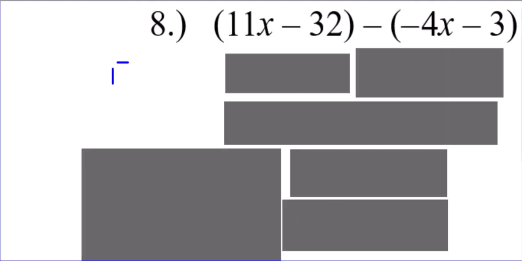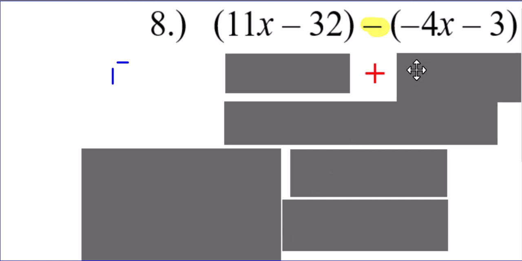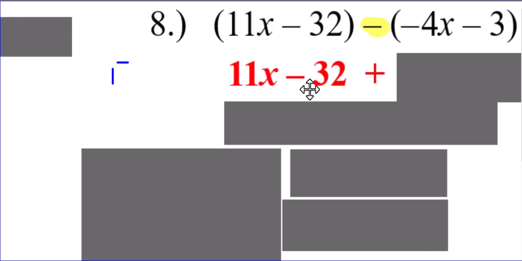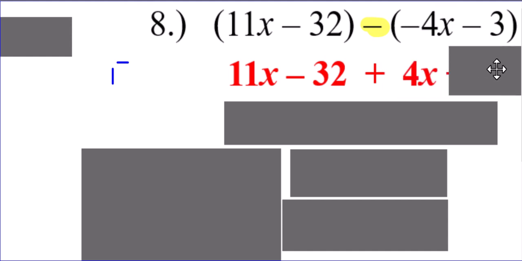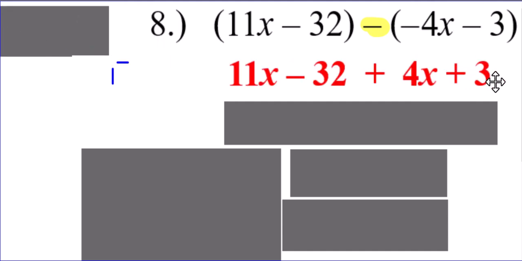Problem number 8. What do we have in between? Oh, we have subtraction. So we're going to have to make this become adding the additive inverse. But the expression on the left will stay the same. The expression on the right will become its additive inverse. Instead of negative 4x, it's going to become positive 4x. Instead of minus 3, it's going to become adding 3.